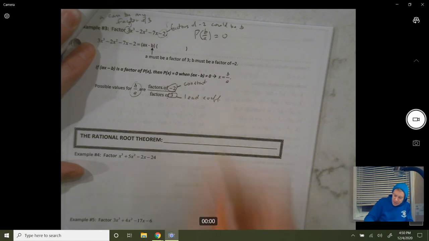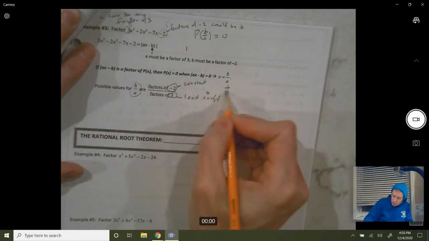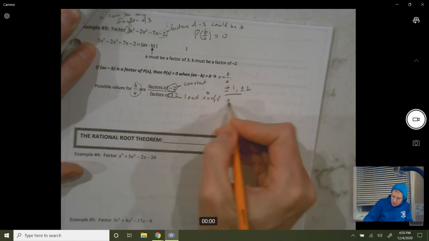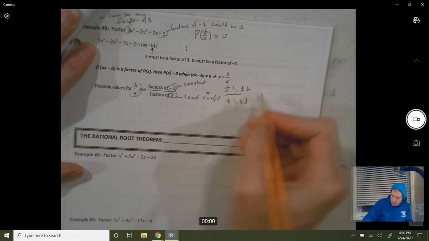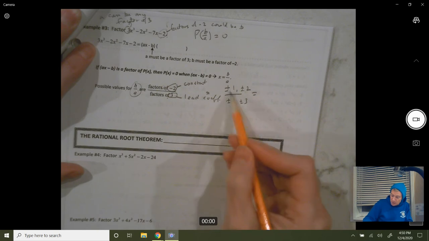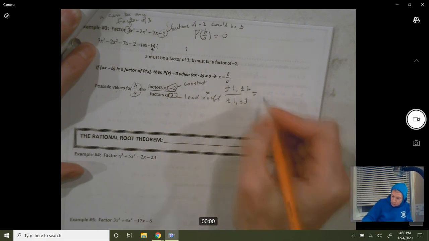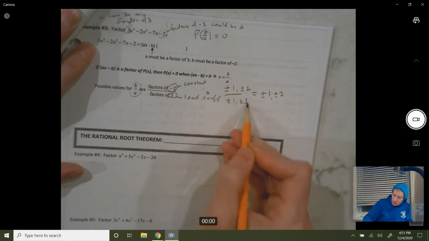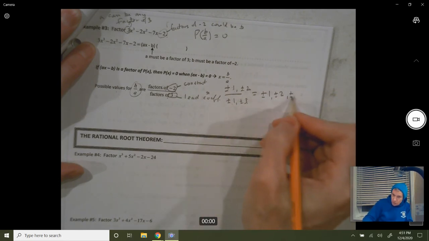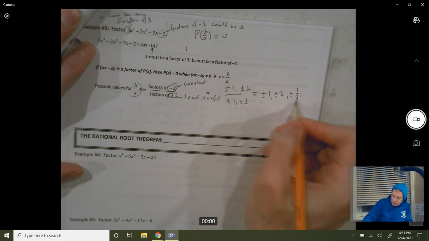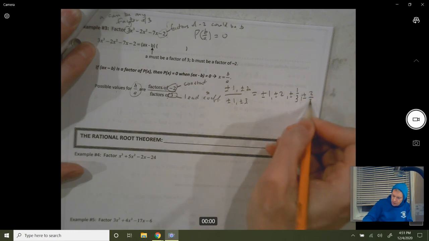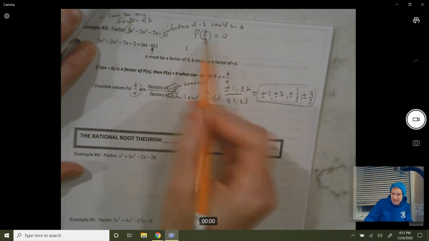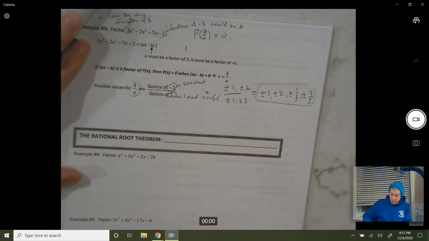Okay, so the factors of negative 2 are plus or minus 1 and plus or minus 2. Factors of 3 are plus or minus 1 and plus or minus 3. So you have to pair all of those up. So we get 1 over 1 and 2 over 1, plus or minus 1, plus or minus 2. And then we get 1 over 3 and 2 over 3, plus or minus 1 over 3 and plus or minus 2 over 3. So these are our possibilities of the things that we're going to plug in to test to see if they equal 0.